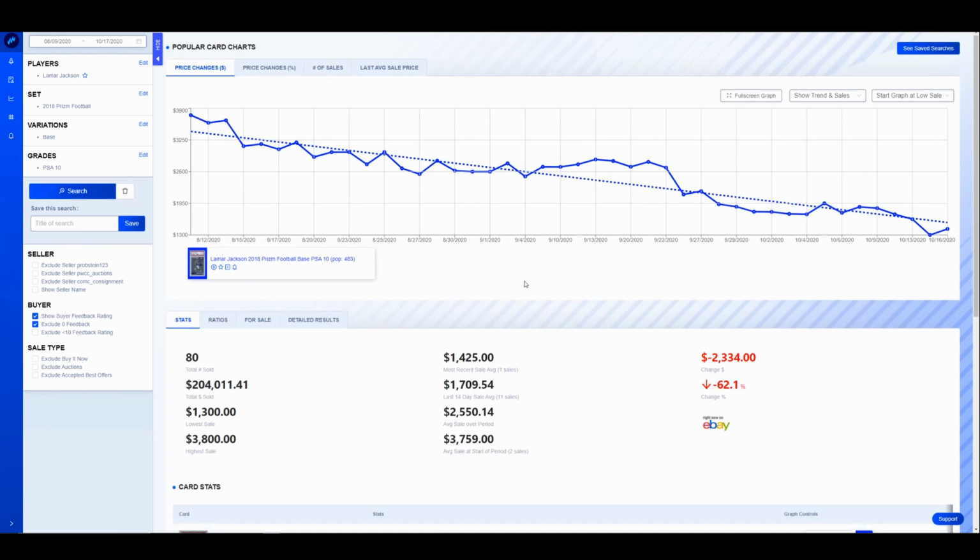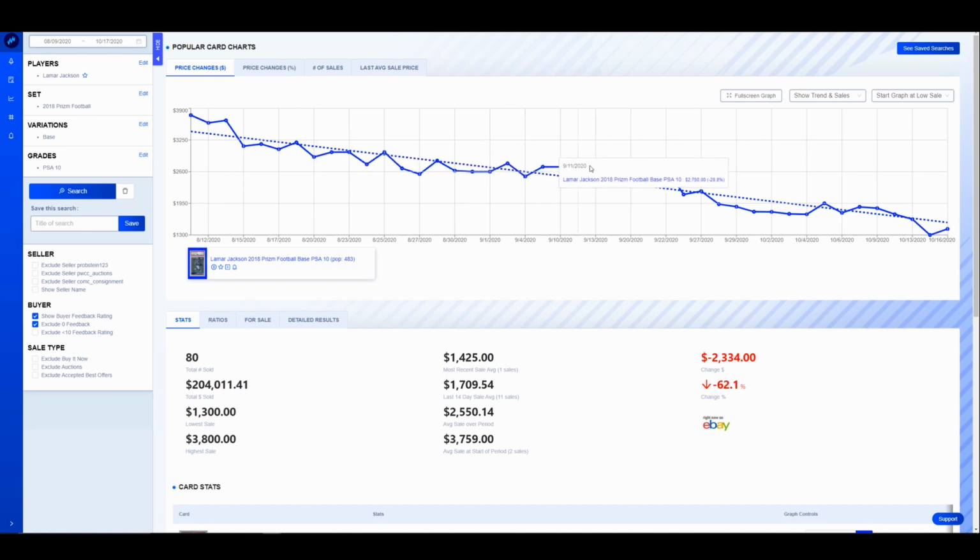Now, he has not looked great. They've won, but he has not necessarily lived up to last year's expectations. But this card was trending down prior to that. You can see here, the back half of the month of August, it was already coming down. And this was when the general sports card market as a whole went into a decline. So I'm not surprised by that.